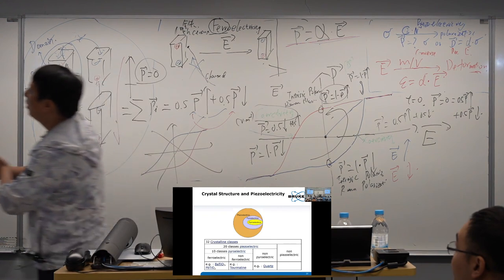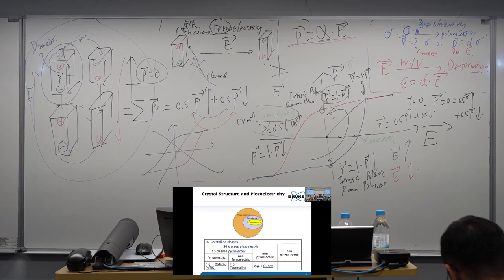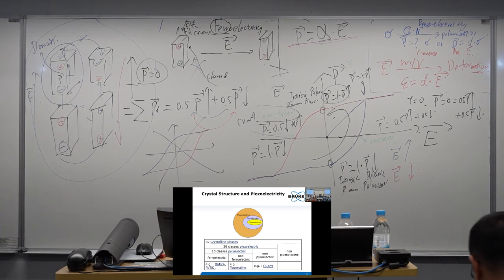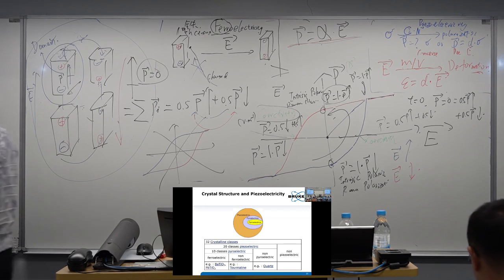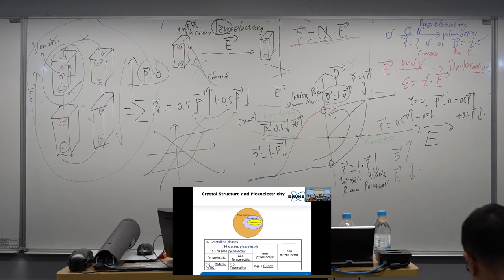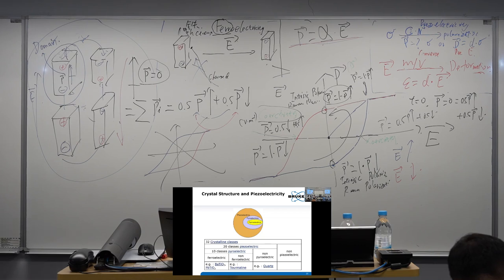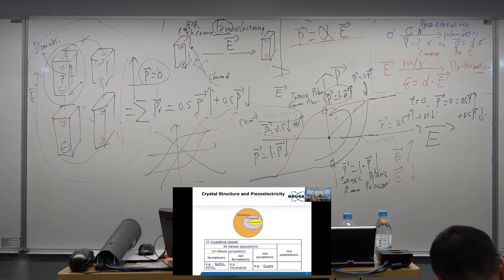So that's about the crystal structures. Based on the group series, we have 32 crystal groups. Piezoelectrics demand that our crystals have no inversion centers, so only 20 of them are piezoelectric. Then 10 of them are pyroelectric, which means the structure is polarized. So only 10 of them are pyroelectric.